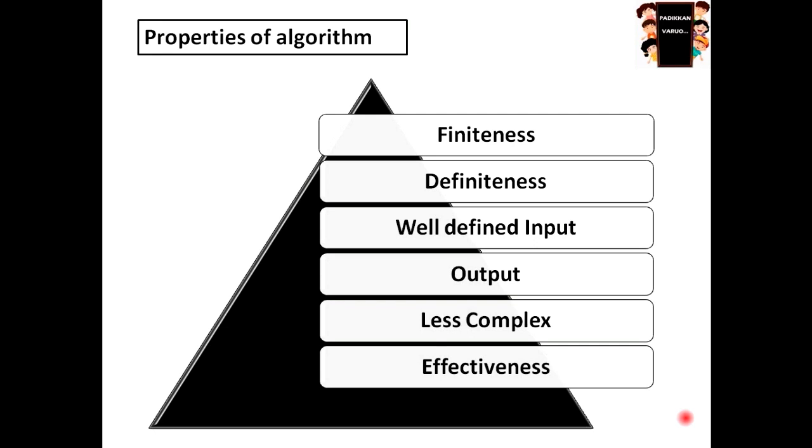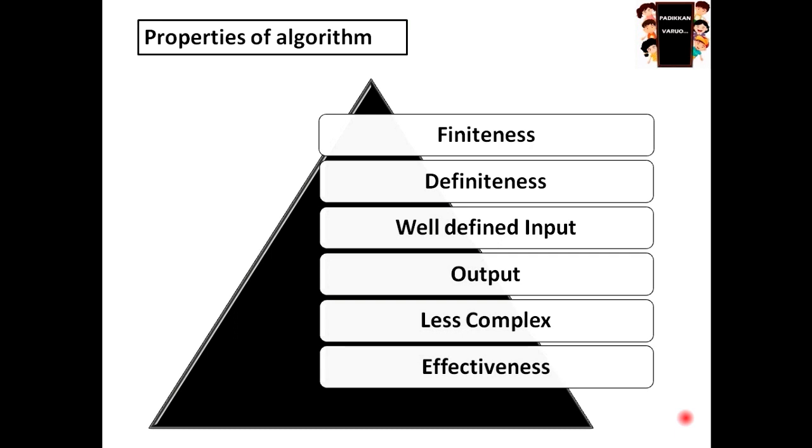The next one is definiteness. So, what do you mean by definiteness? Each step of an algorithm must be precisely defined. It is done by well thought out actions to be performed at each step of an algorithm, and the actions to be performed in each step must be less complex. So these are the points that come under the main term named definiteness.